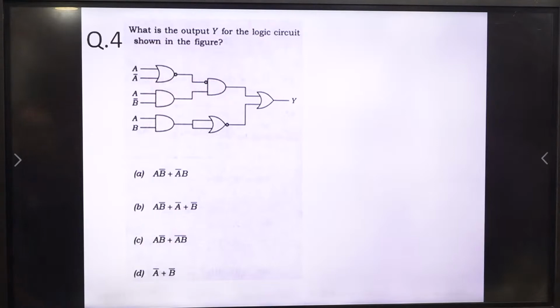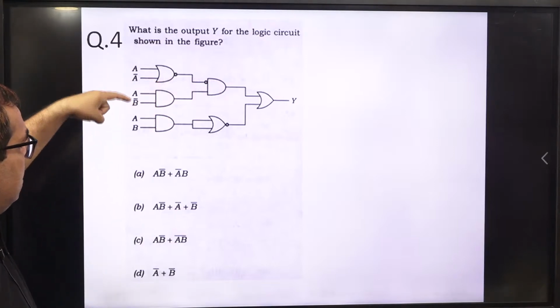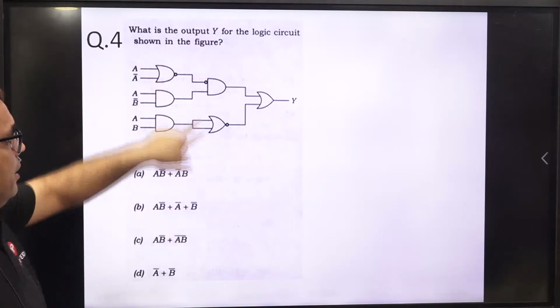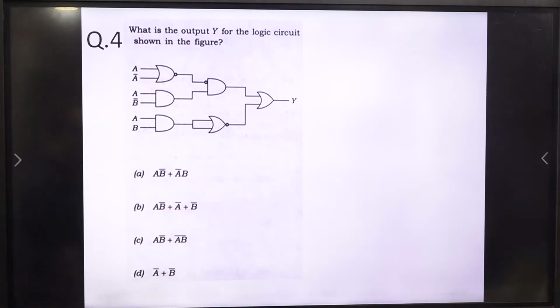So this is a logic gate. A bar, A, B bar, A, B. These are the inputs here. Okay. And this is a bubble. Now you have to tell the expression Y equal to. So we are getting different answers in this question. Some students are writing B, someone writing D. All of you try and simplify this. Tell me the right answer. Then I will explain.